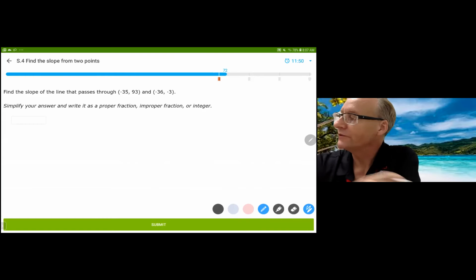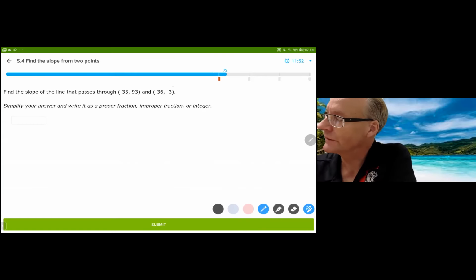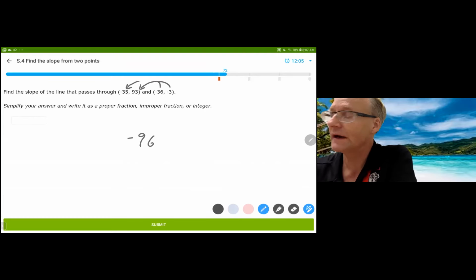Oh, now we get a little more interesting numbers. Some people are going to just grab their calculator automatically. Don't necessarily do that. This one's not that bad. Negative 3 minus 93 is negative 96. And negative 36 plus 35. Be careful. Notice how I say it. I don't like to say negative 36 minus negative 35. I prefer to say negative 36 plus 35 is positive 1. So I just get negative 96.